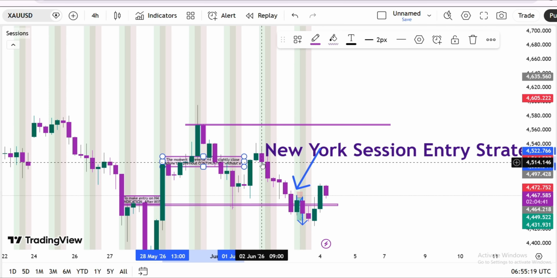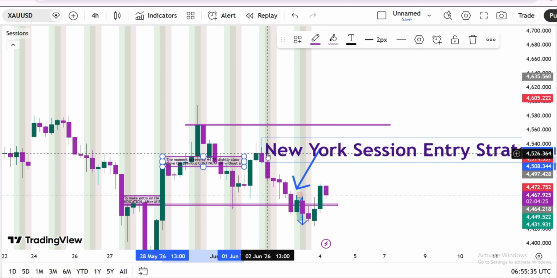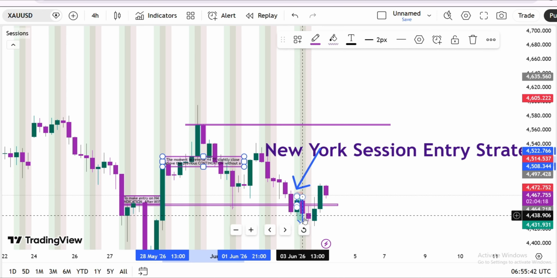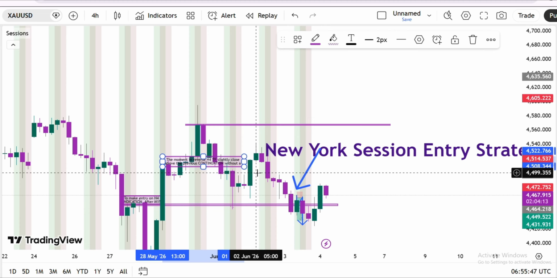So if the New York session wants to sell by 2 p.m. WAT, what happens is that the bearish candle closure will not have any rejection. They are not going to reject it. Okay. Instead, they will pull back and then reject the top to show that they are actually selling. So you notice that here again, they rejected the top, meaning that they are going down. I hope you get this.